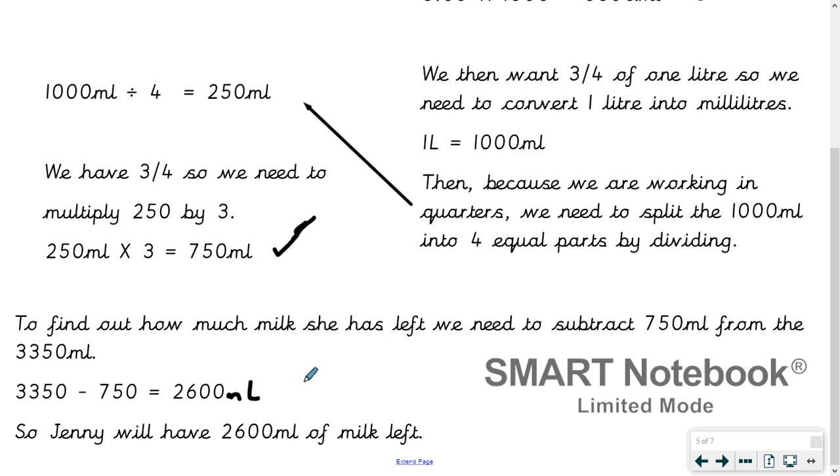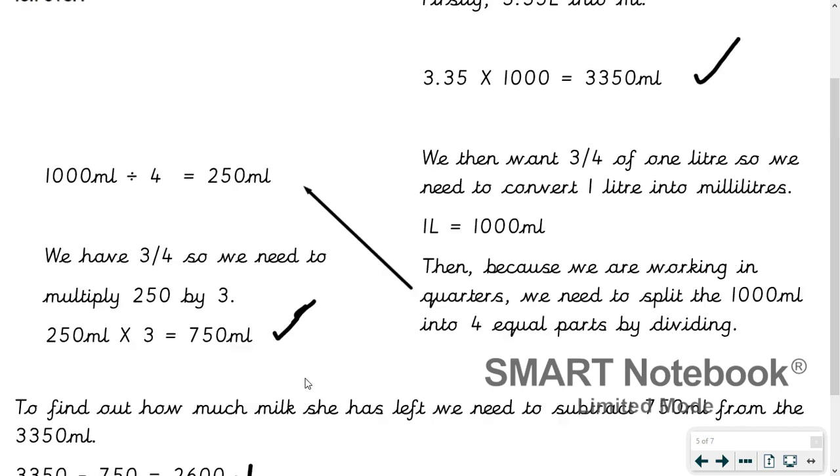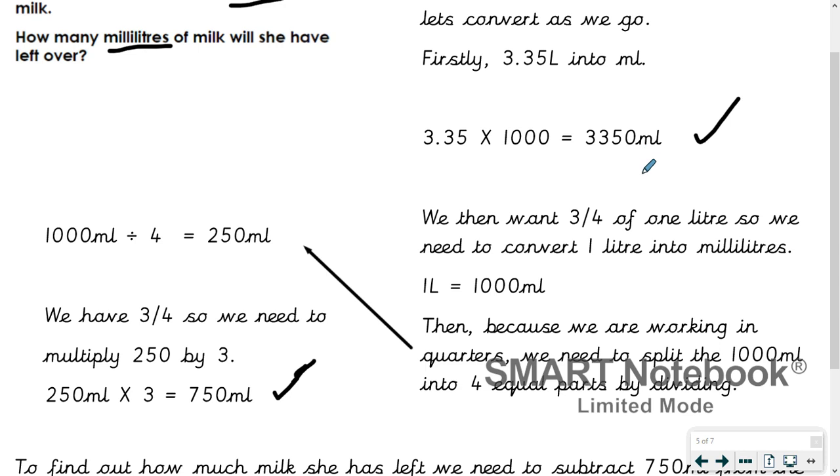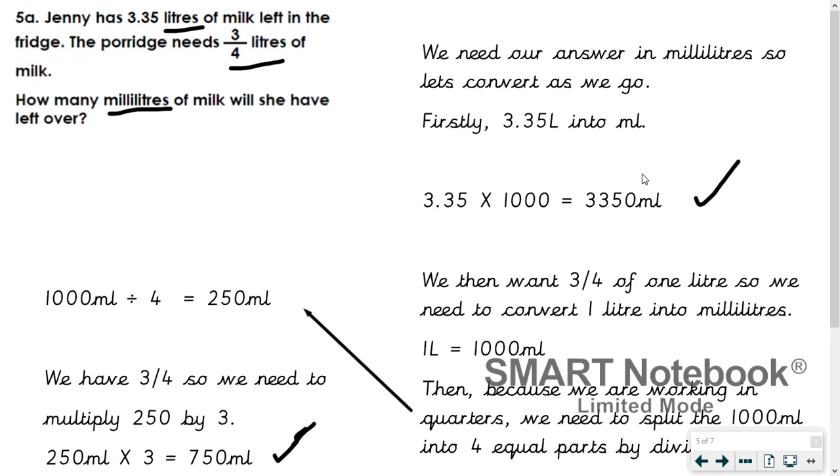So she'll have 2,600 millilitres left. It's a trickier question because you have to convert to millilitres and then use some fractions knowledge. But if you work systematically through the question, working out what you need, and in particular what your answer has to be in, there are ways to make it easier for yourself.